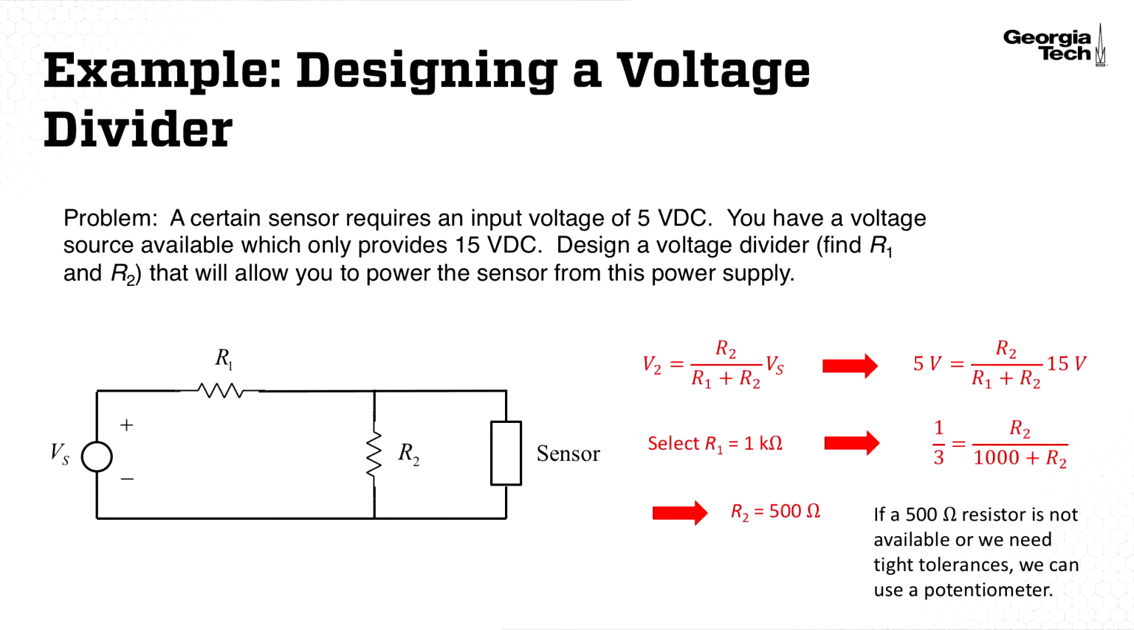Oftentimes, we won't be able to buy a resistor at a specific resistance value. So if we need tight tolerances, we can get a potentiometer to use for R2 and tune that potentiometer till we get 500 ohms. Now typically, for a sensor, if it requires 5 volts DC, if we're a little bit off, 5.1, 5.2, or 4.9 volts, the sensor will still function fine.